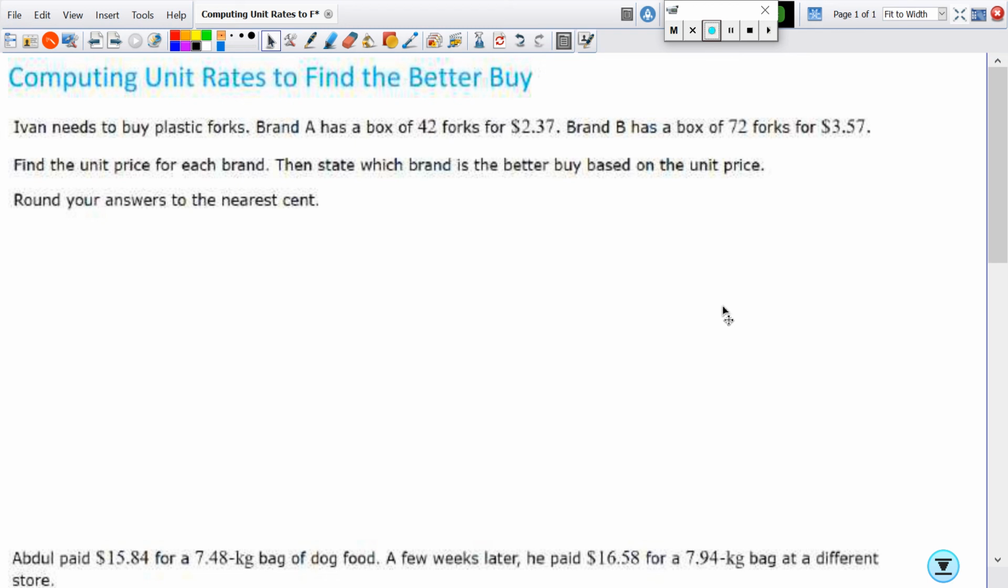Okay, I typed the title wrong. It's actually computing unit prices to find the better buy. Ivan needs to buy plastic forks, brand A. So we have two different things that we're going to be talking about.